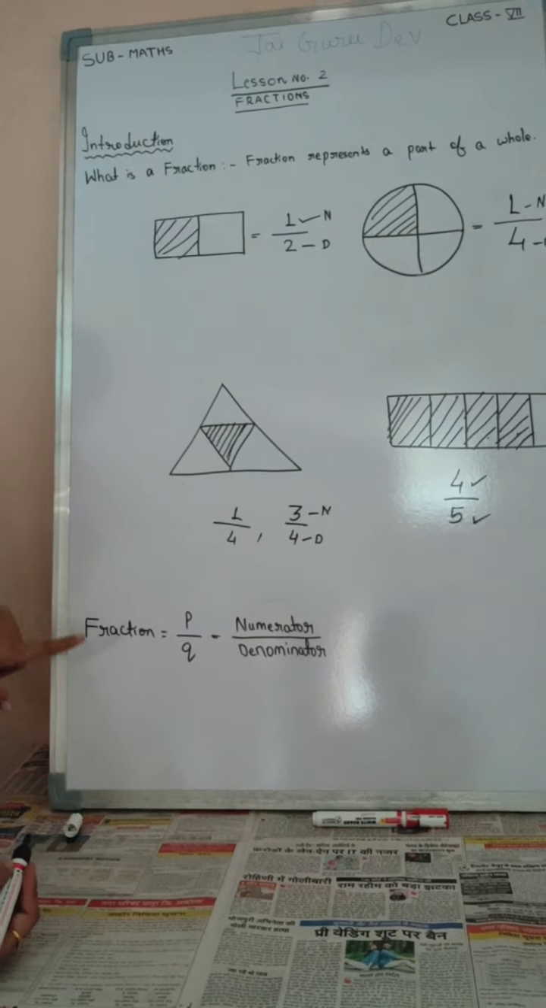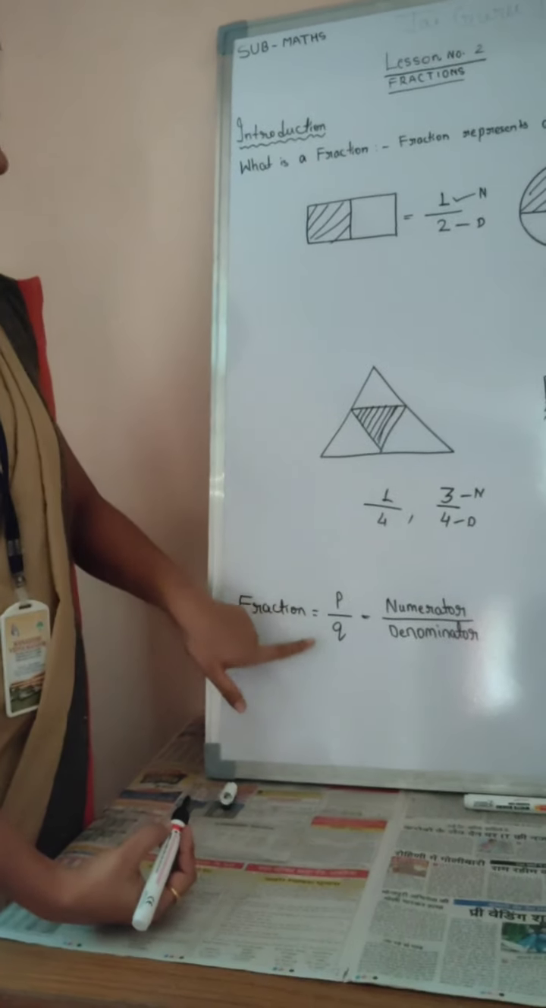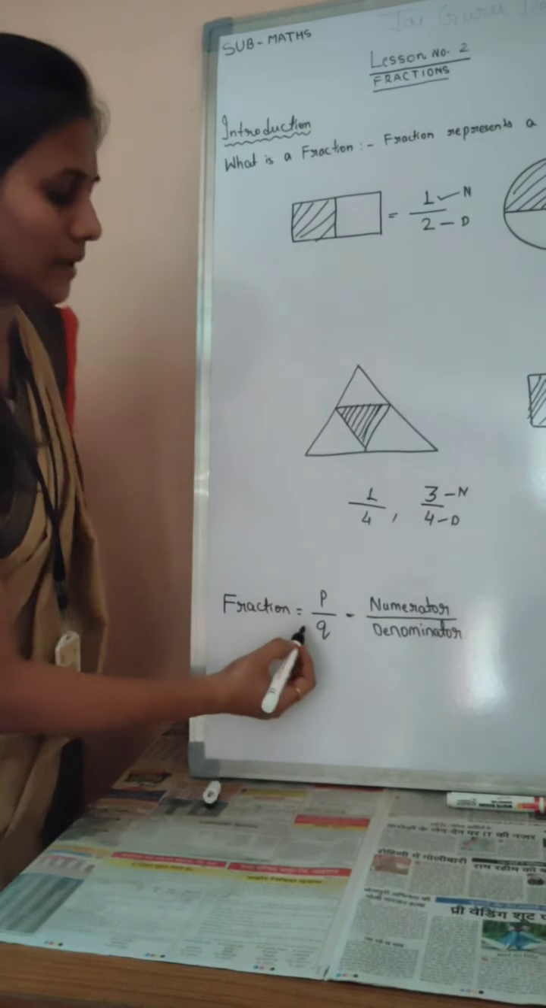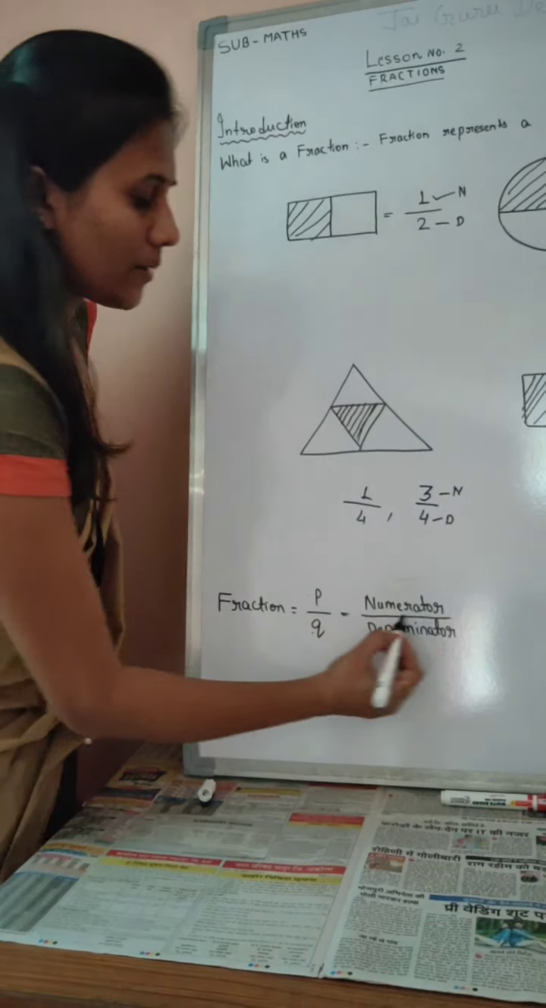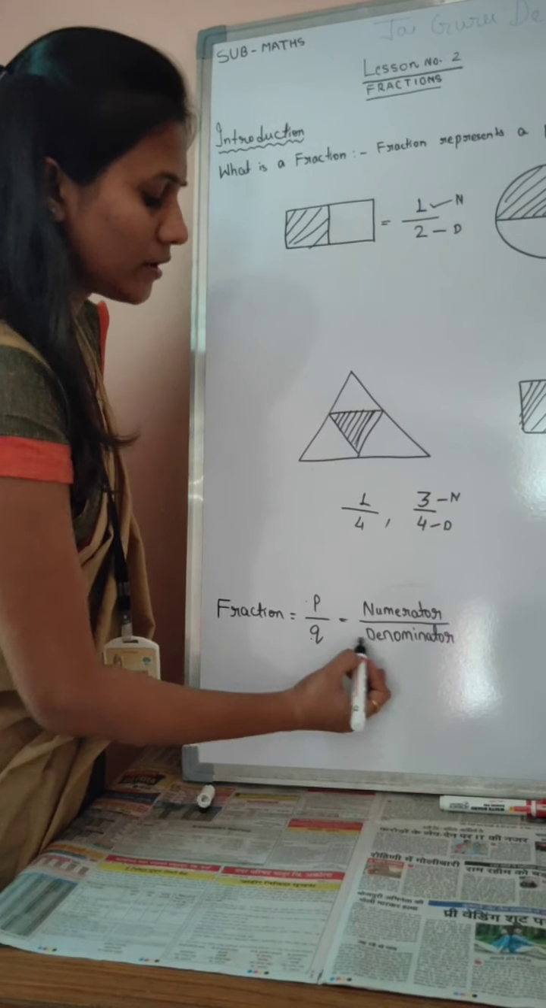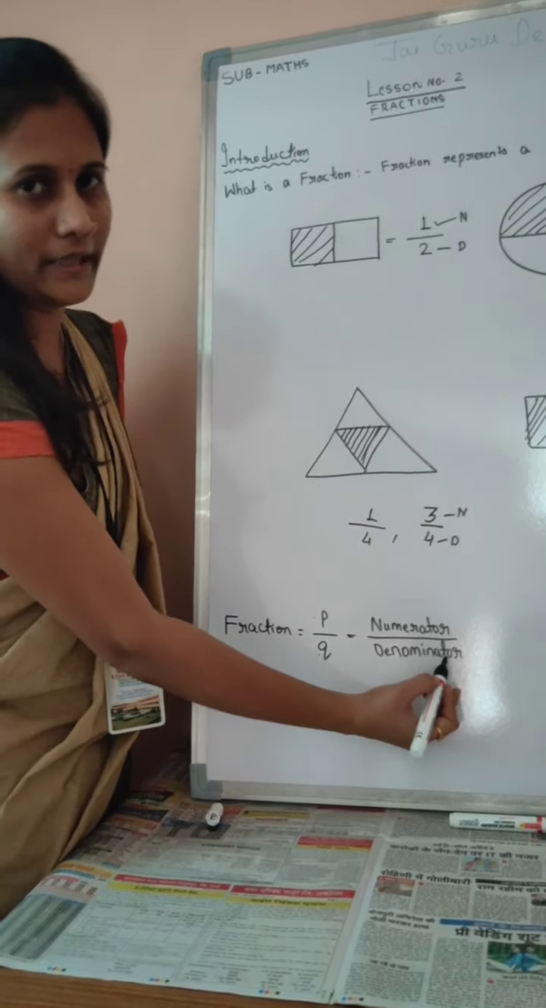So now, fraction is equal to P by Q. Why P by Q? A fraction can be represented in the form of P by Q, where P is the numerator and Q is the denominator.